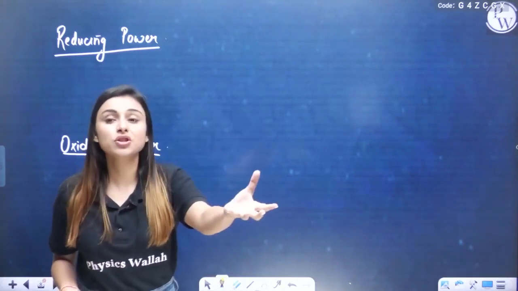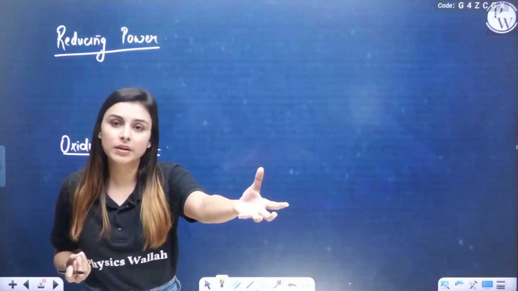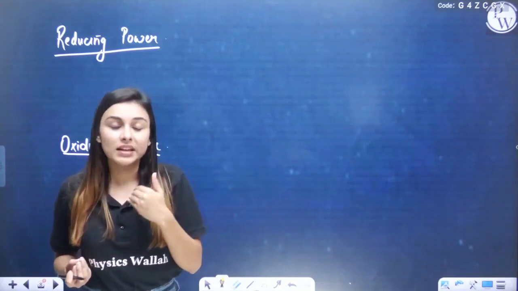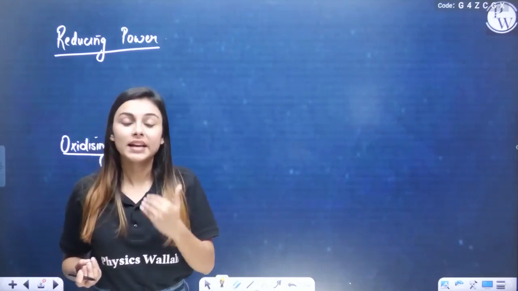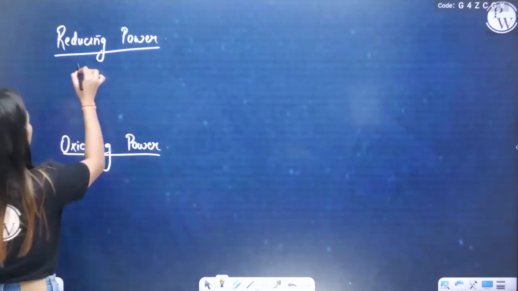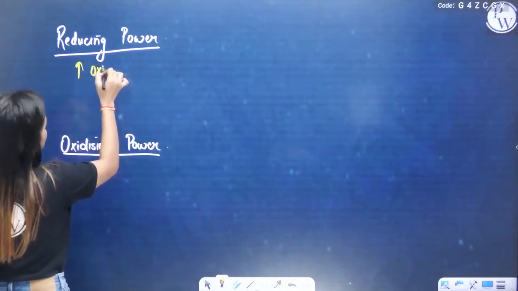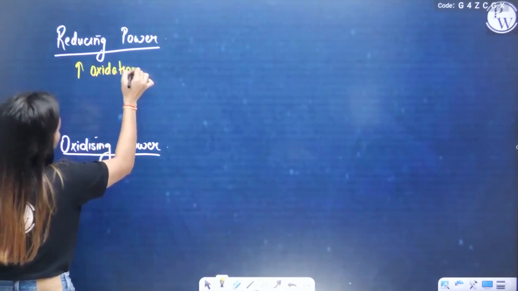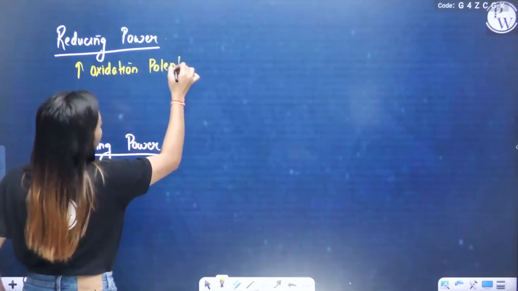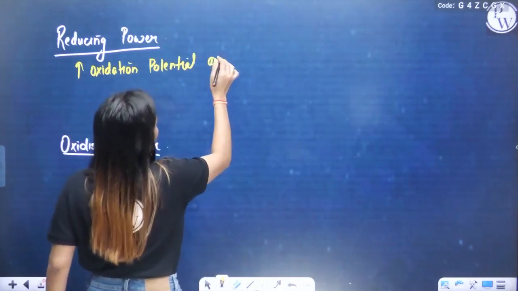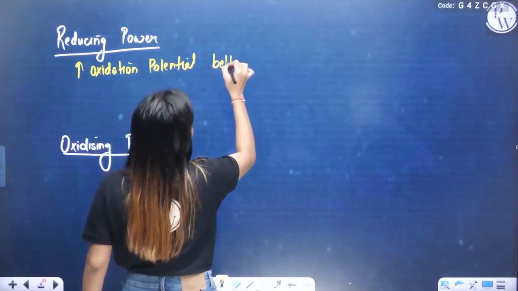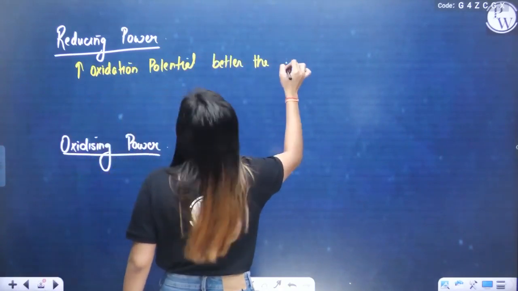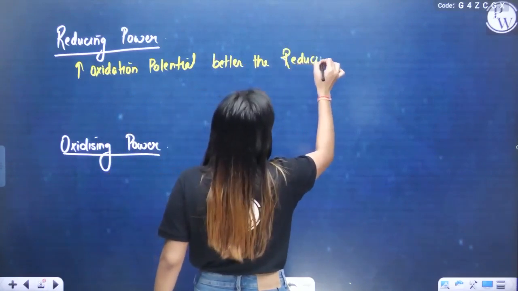So for the reducing power, what do you need? You need that the other should get reduced. The more reducing power you have, the more the other will get reduced, and the more itself will get oxidized. So we can say that the more the oxidation potential, the more it will get oxidized, and the more the oxidation potential, the better the reducing power.